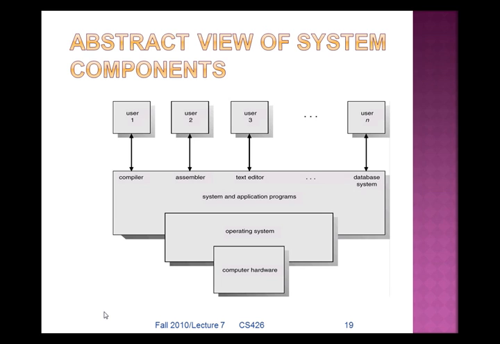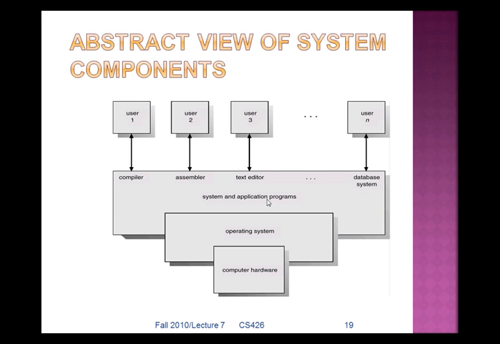This is the abstract view of the system component. These are the users, user 1, user 2, user 3, there are n number of users. There is a compiler, assembler, text editor, database system. One is using the compiler, one is using the assembler, one is using the text editor. There is an application program or a system program. For example, MS Office like Word, Excel, PowerPoint. In the same way, database operations like MS Access.